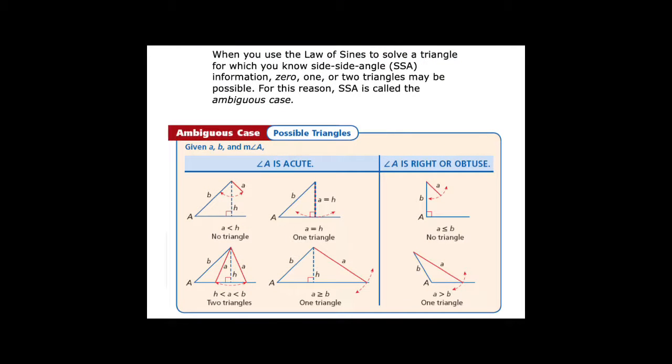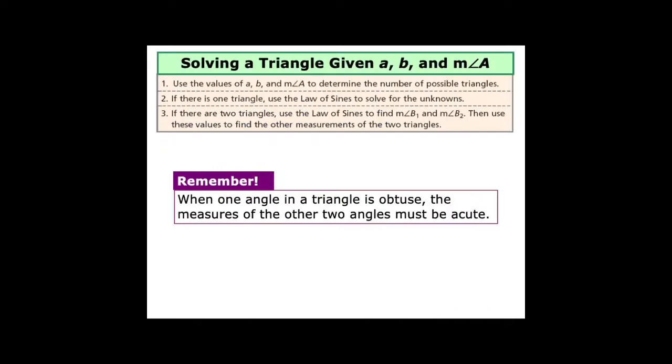When you use the law of sines to solve a triangle for which you know side-side-angle information, 0, 1, or 2 triangles may be possible. For this reason, SSA is called the ambiguous case. And so at the bottom, the table is just some more information on that. So that would be a good thing to print out or write down.